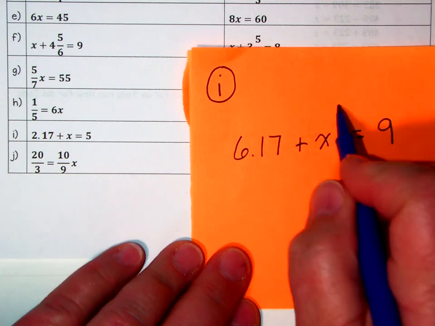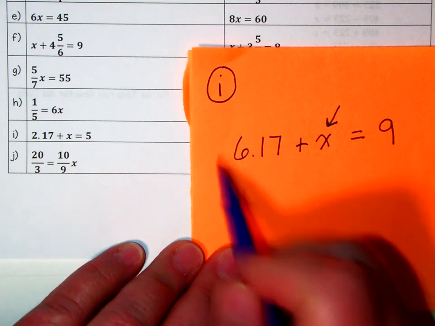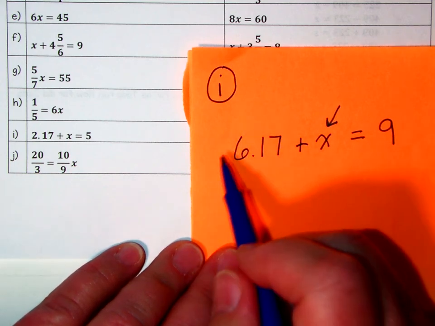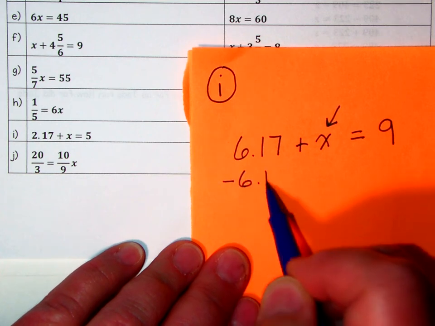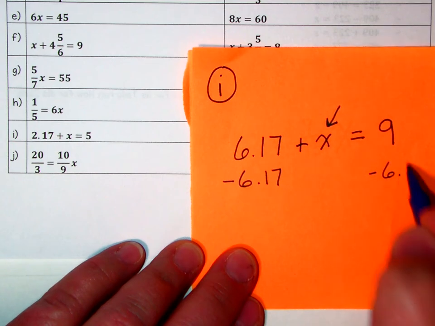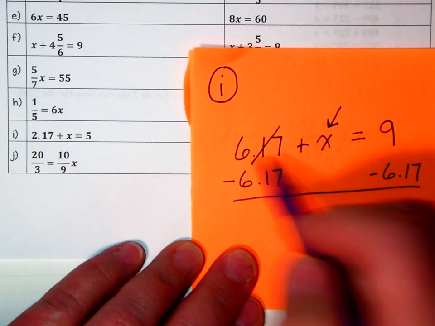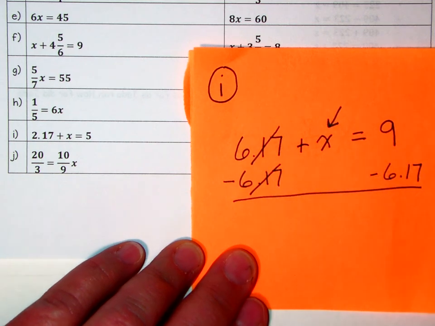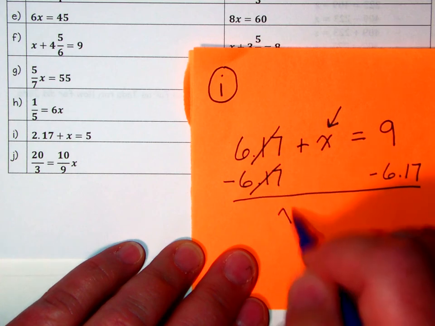All right, so I already have just one x on the left side of the equation. I just need to eliminate the 6.17. This is positive, so to get rid of it, I am going to subtract 6 17/100 from both sides of the equal sign. All right, so on the left, this is easy peasy. I'm just left with x.